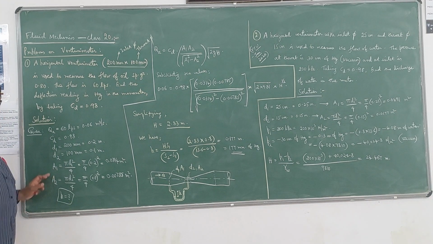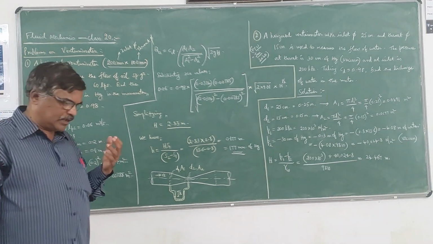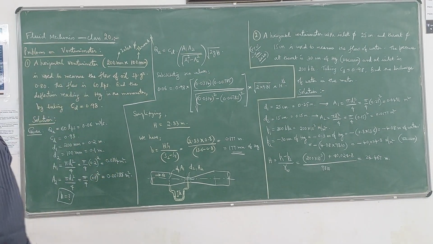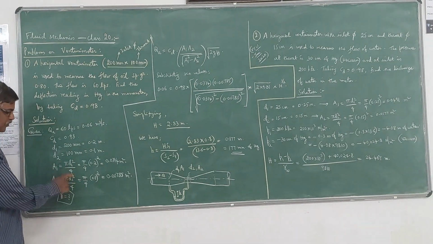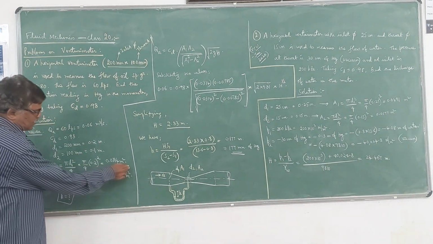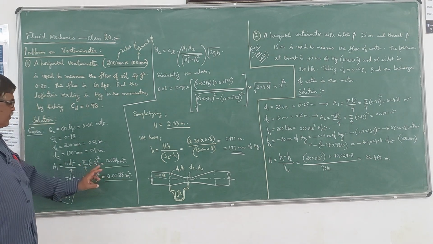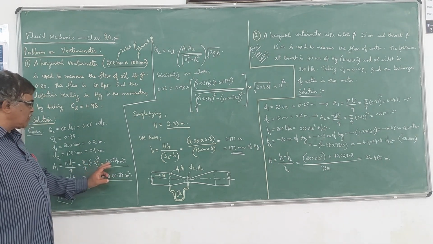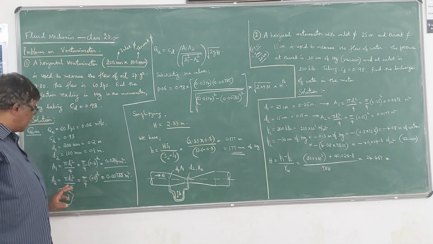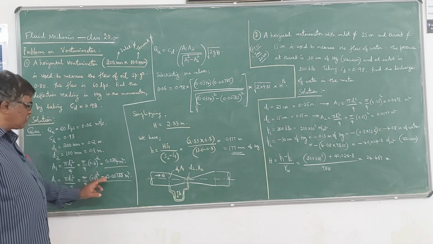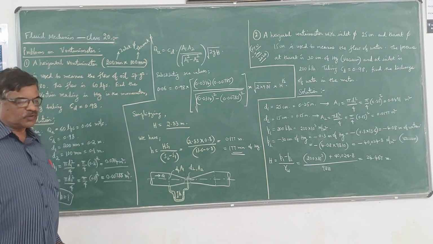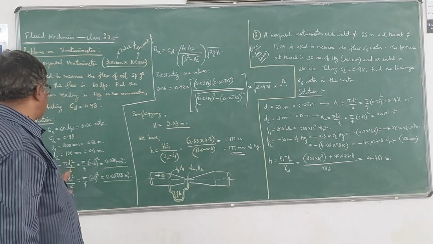So you can calculate A1 and A2, that is the area at inlet and area at throat, by using pi d1 square by 4 and pi d2 square by 4. You will get these values. So D1 is 0.2, D2 is 0.1. If you substitute and simplify, pi by 4 into 0.2 square will be 0.0314 meter square, and pi by 4 into 0.1 square will be 0.00785 meter square. So these are the areas.